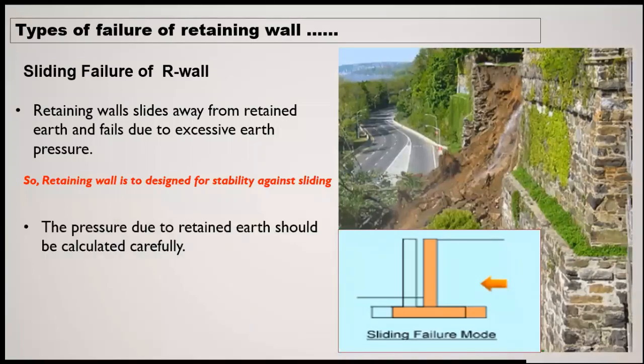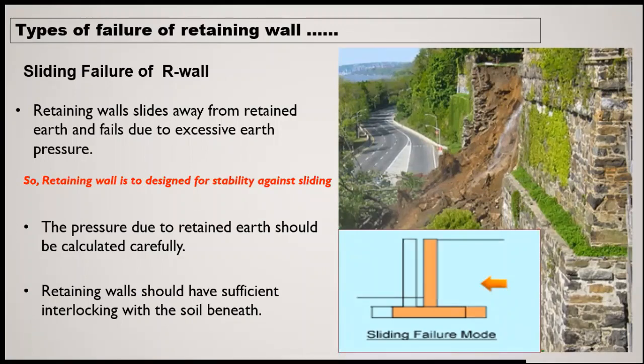Now, pressure due to retained earth should be carefully calculated. There may be a wrong calculation if you have not taken the type of material, height of material, and water table into account, whether the material is saturated or dry. If the material is currently dry, it is possible that in future there may be a flow of water, etc. So all these things you have to take into consideration. Pressure due to retained earth should be calculated carefully.